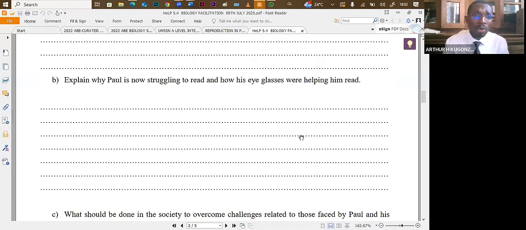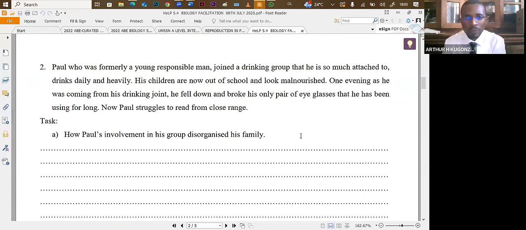People seem to be worried about Paulo. Okay, Paul, who was formerly a young, responsible man, joined a drinking group that he is so much attached to, and drinks daily and heavily. His children are now out of school and look malnourished. One evening, as he was coming from the drinking joint, he fell down and broke his only pair of eyeglasses that he has been using for long. Now Paul struggles to read from close range. The first task is asking how Paul's involvement in his group disorganized his family.